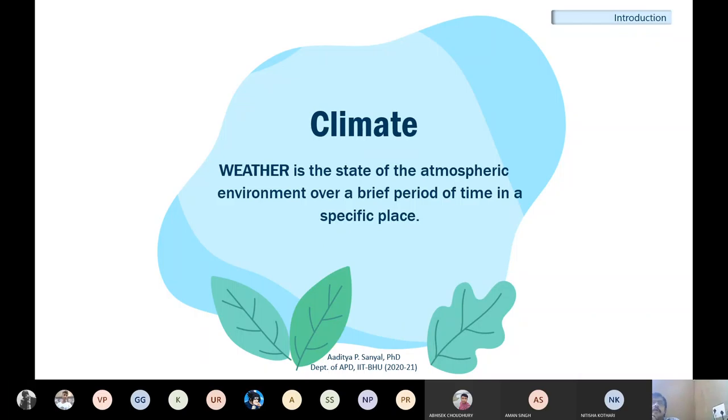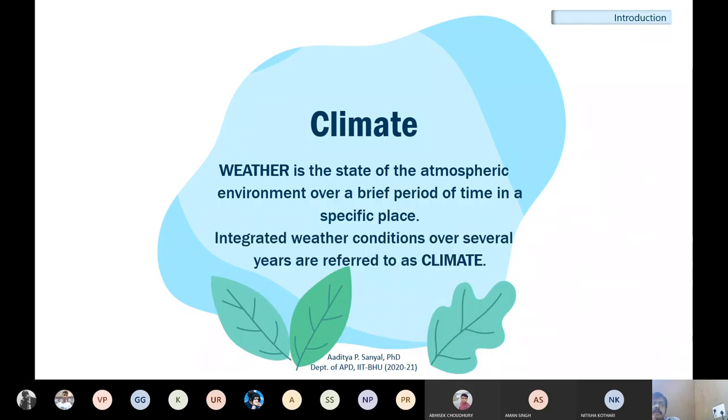Today it is hot, tomorrow it was cold, the day before yesterday it was raining. But is the climate rainy all the time? Probably not. I am not staying in Cherrapunji. So it keeps on varying. The weather is what you see over a brief period of time, as the news reporter stands in front of you and describes. Whereas the climate is the integrated weather conditions over several years. Last year, when I was staying in Pune, it received a major rainfall, which was not seen over the past several decades probably.